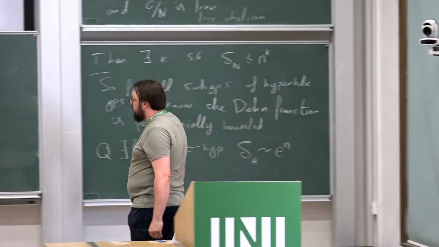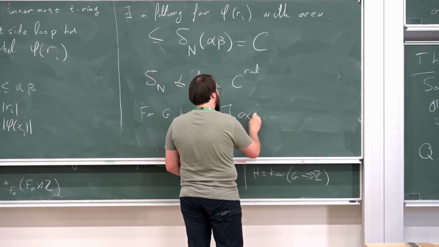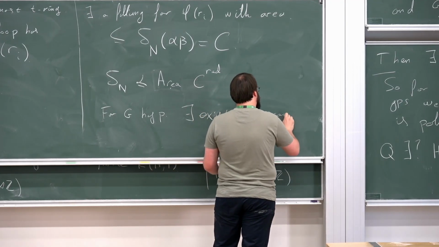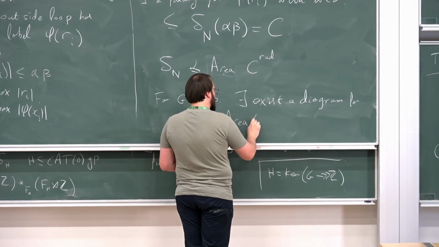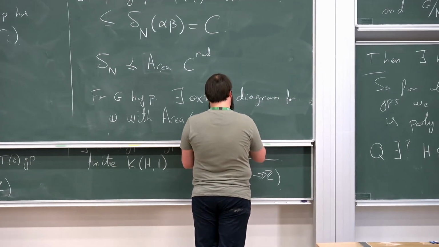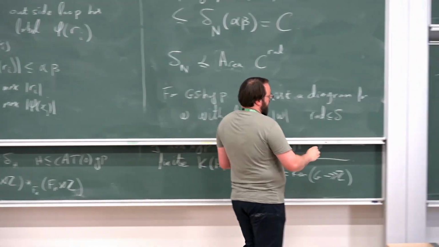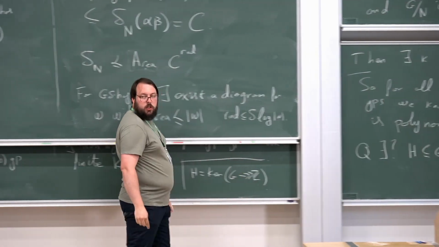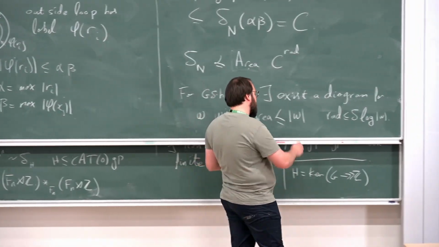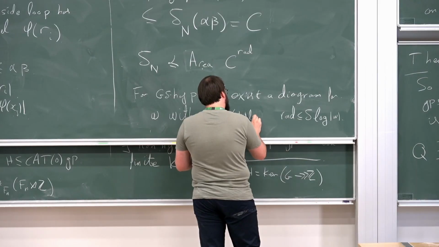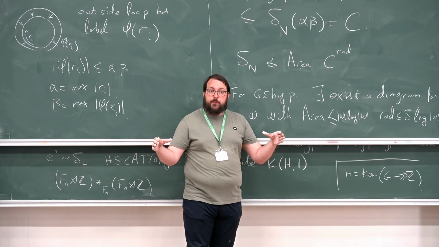And that's what Gersten and Short exactly deal with. They tell us that for G delta hyperbolic, there exists a diagram for W with area less than or equal to the length of W times log the length of W, and radius less than or equal to delta log the length of W. In a hyperbolic group, you know there's a diagram with linear area.